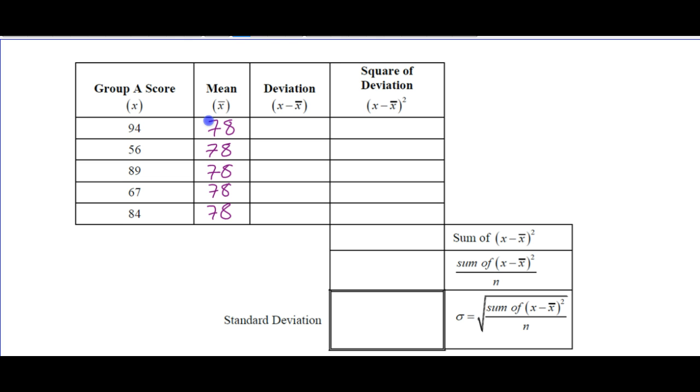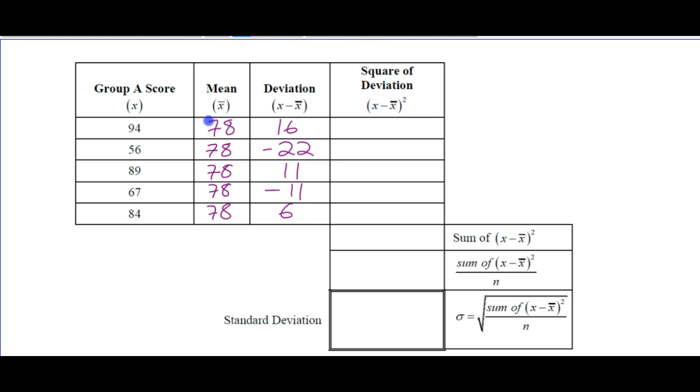Now, what we want is the deviation, which is how far each of the scores, the x value, is from the mean, denoted with the x bar. So you take 94 minus 78, which is 16. 56 minus 78 is negative 22. 89 minus 78 is 11. 67 minus 78 is negative 11, and 84 minus 78 is 6. So we now have how far each of our scores is from the mean.